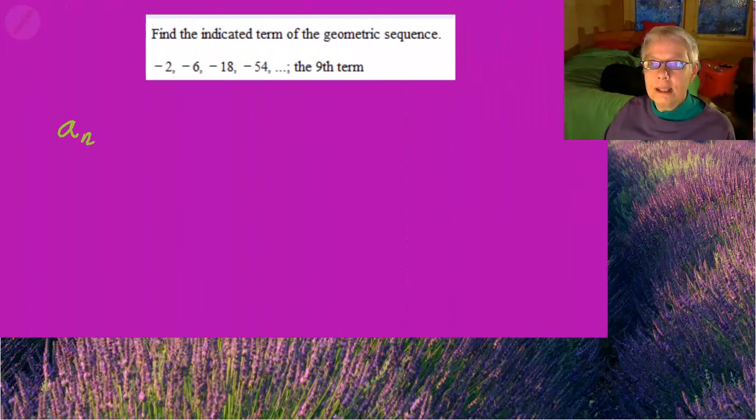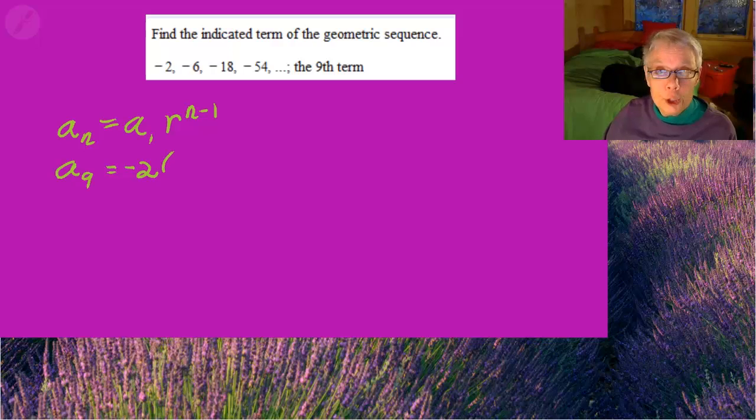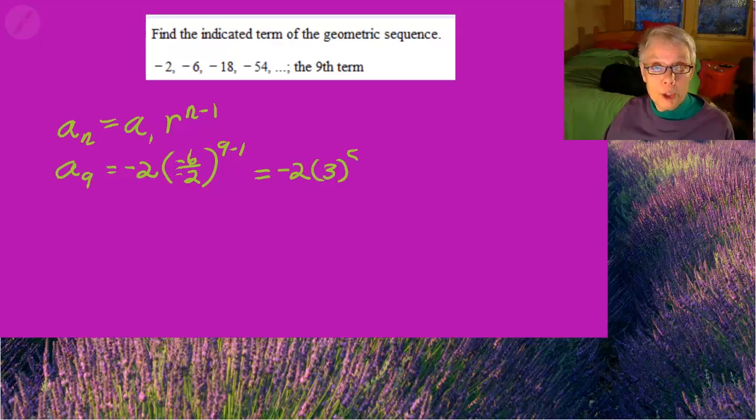All right, now let's find the nth term. In this case, we're going to find the 9th term. So n will equal 9. So a sub 9 is going to equal -2, which is the first term, times the common ratio, which is going to be -6 divided by -2, to the 9 minus 1 power. This is going to equal -2 times 3, the common ratio is 3, to the 8th power.